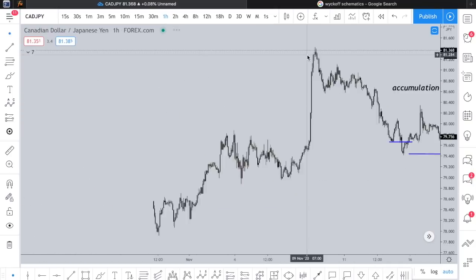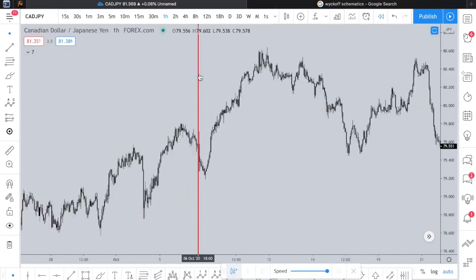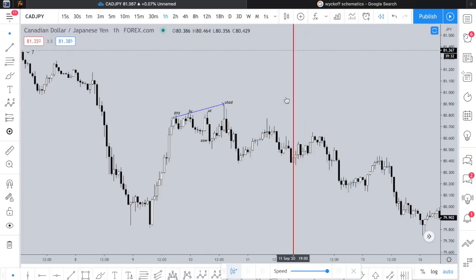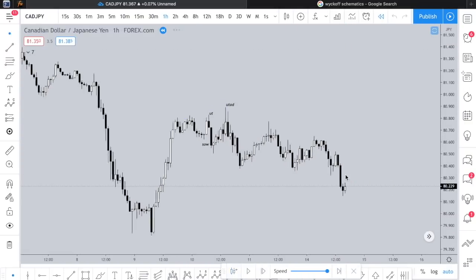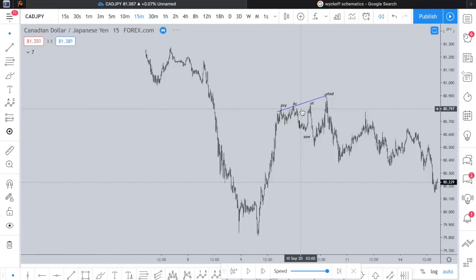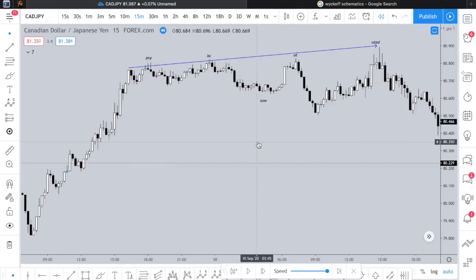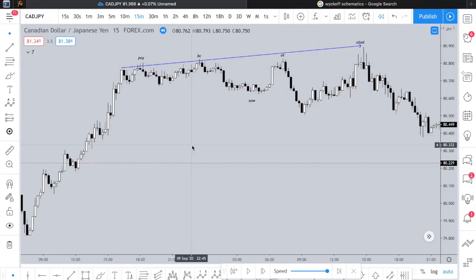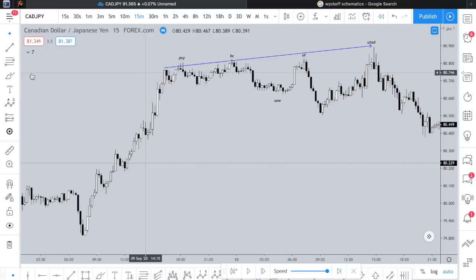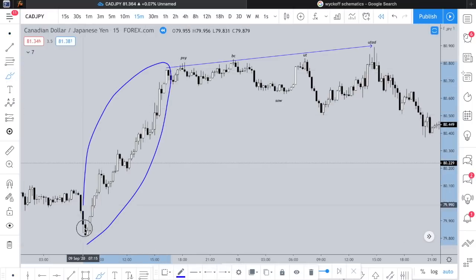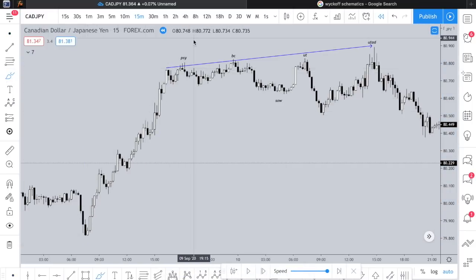Let's quickly have a look at the distribution example as well. I'm not going to be spending too much time on the distribution again, because this is simply the opposite of the accumulation that we just spoke about. So your preliminary supply is simply the opposite of that preliminary support. The same way we said at that preliminary support, that's where we've seen some slowdown in the previous bearish move. This is the slowdown that you will see in the previously bullish market, where we have rallied higher and higher and higher.